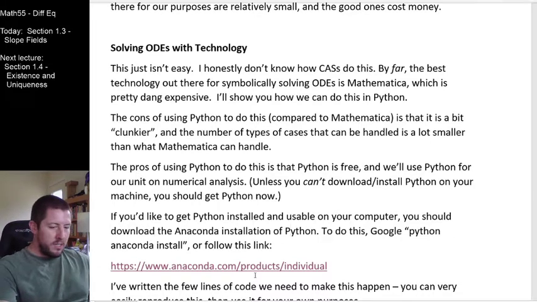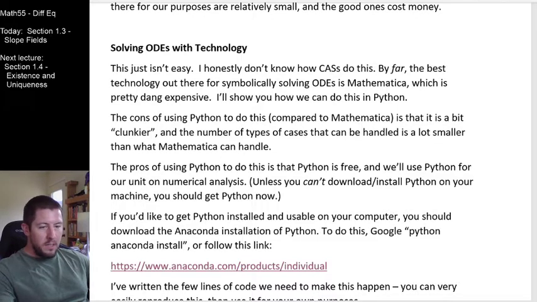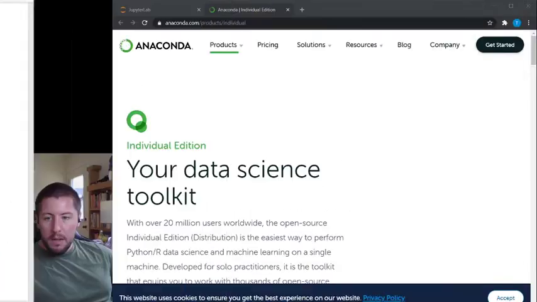So I am just going to go to the site real quick. I'm going to control click on this, and it's going to take me to the website, and I'll bring that up here. So here we are.